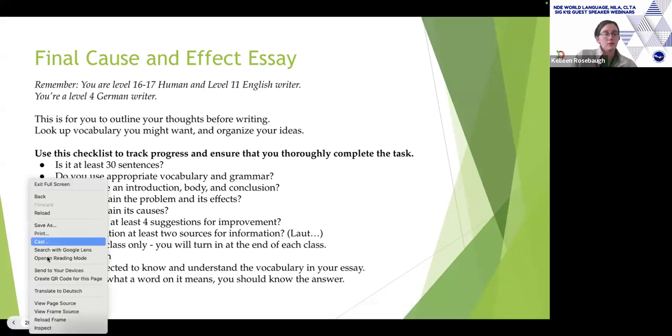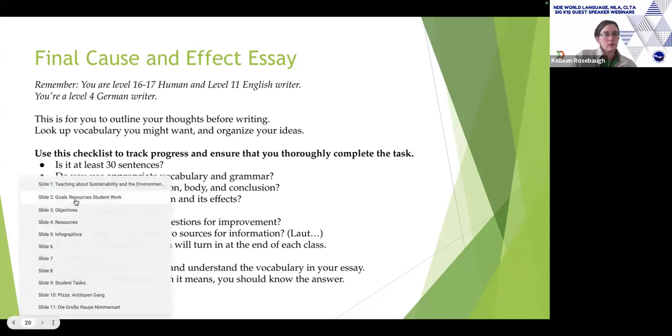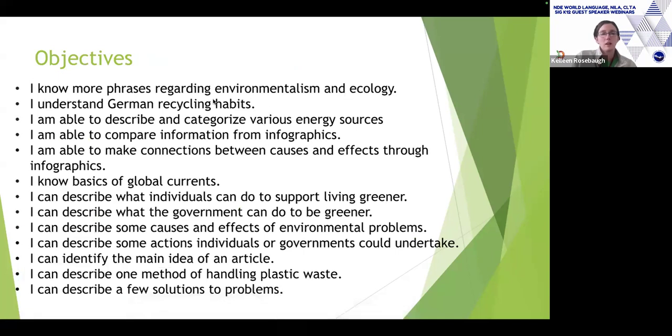So, oops. Yeah. So that generally gets it so our students can know more of these phrases about environmentalism and ecology, describing different sources, making connections between causes and effects, talking about what individuals and governments can do and what are those causes and effects in there, and describing possible solutions. So that's ideas I have for German and sustainability. Do you have any questions, concerns?